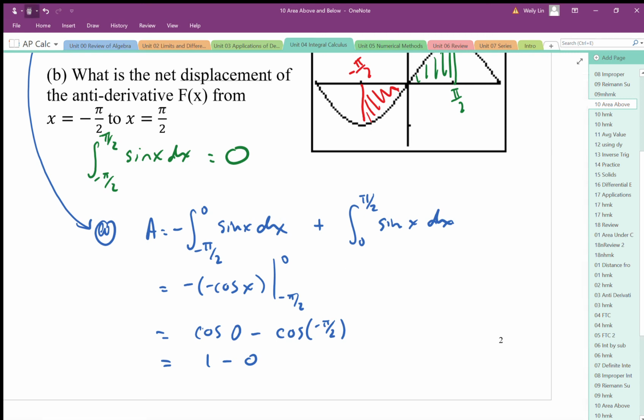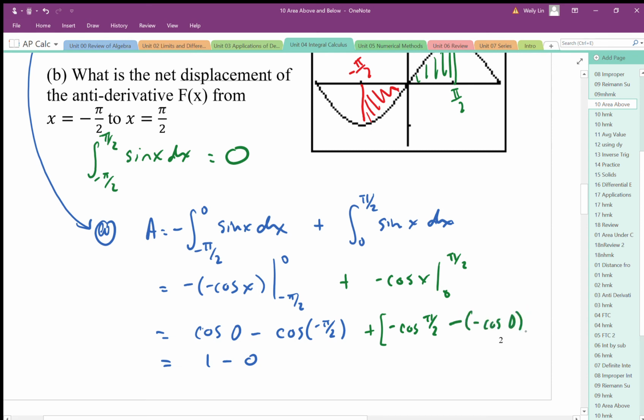Now, if we do the other part, we should also see that we get an area of 1. They should be the same. So we end up with negative cosine x from 0 to pi over 2. That becomes negative cosine of pi over 2, well, cosine of pi over 2 is 0, minus negative cosine of 0. Well, cosine of 0 is 1. So with minus negative, that's plus 1. So we end up with 0 plus 1. Okay? So there it is.